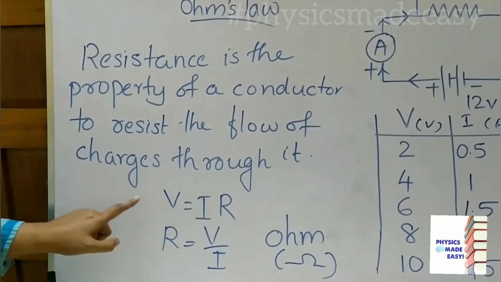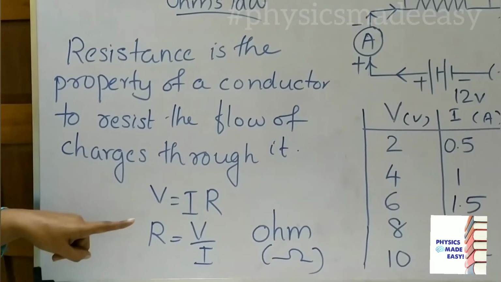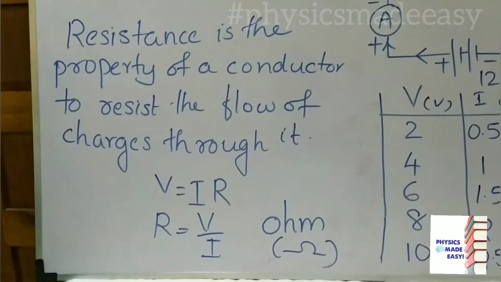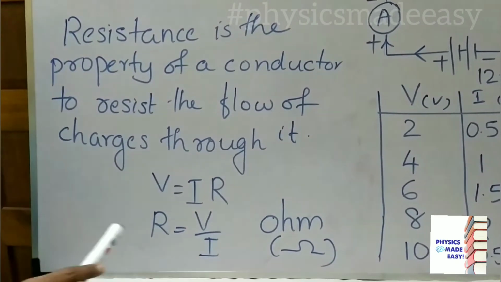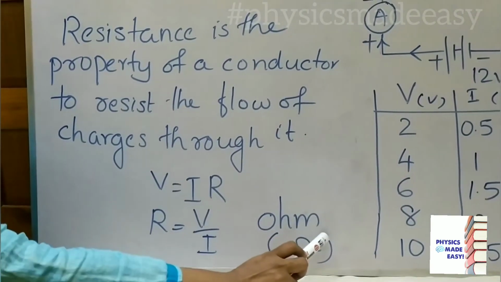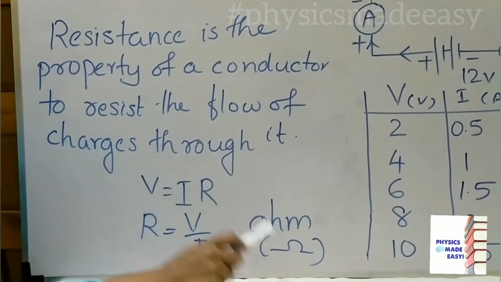From our Ohm's law, V is equal to IR, we can write R is equal to V divided by I. That means this is the ratio of potential difference and the current. Then what is the SI unit of this resistance? This is new for you children. Ohm. Ohm is the SI unit of resistance. This is the symbol for ohm.